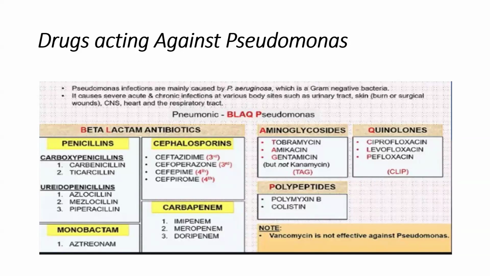Among beta-lactam antibiotics, in the penicillin group, the drugs which are active against Pseudomonas aeruginosa are carbenicillin, ticarcillin, azlocillin, mezlocillin, and piperacillin. Then in monobactam, aztreonam. Cephalosporins: ceftazidime, cefoperazone, cefepime, cefpirome. Carbapenem group: imipenem, doripenem, and meropenem. Then in aminoglycosides, tobramycin, amikacin, and gentamicin. In the polypeptide group, polymyxin B and colistin. Quinolones: ciprofloxacin, levofloxacin, pefloxacin.